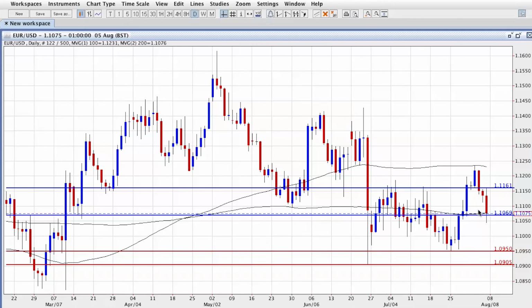So what we saw last week as well is that the 100-day moving average really capped the advance, and we fell off very sharply towards the 200-day where we're sitting now.